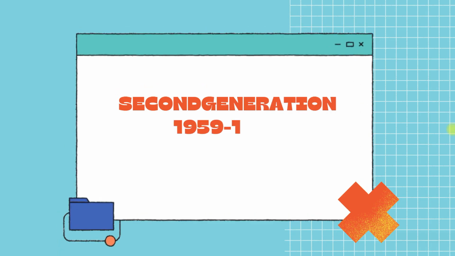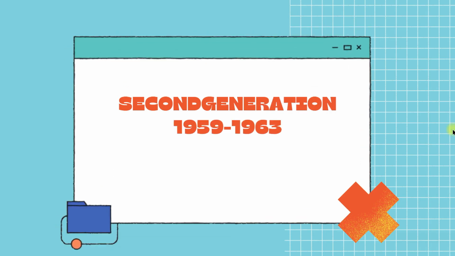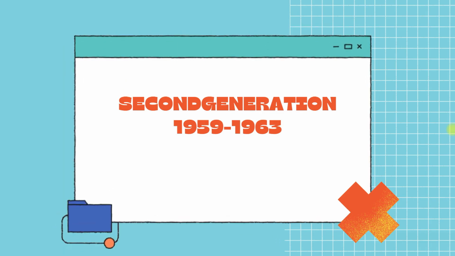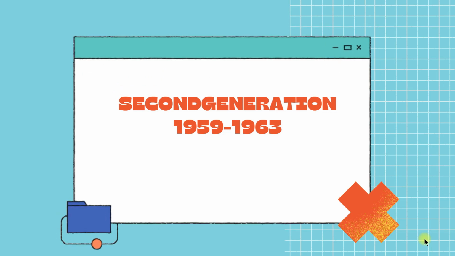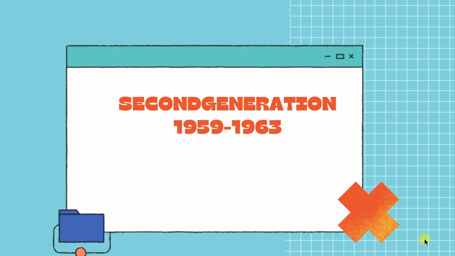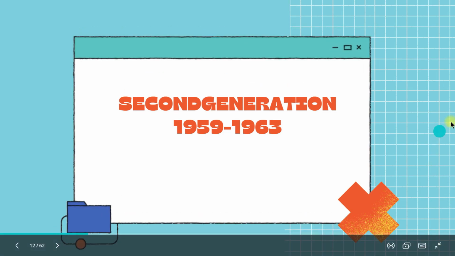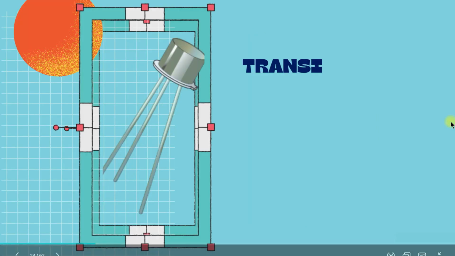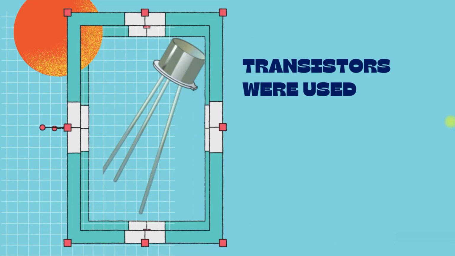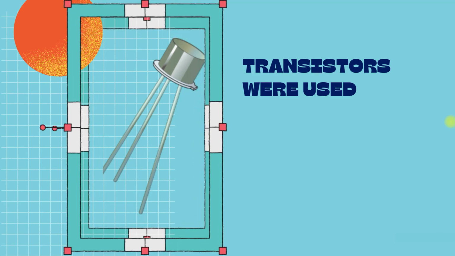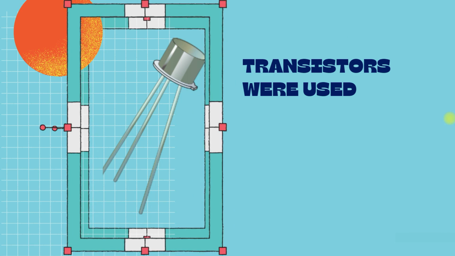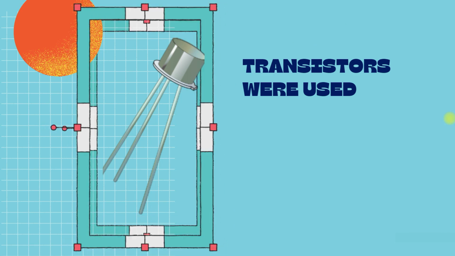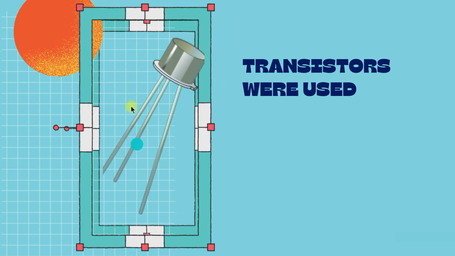Now let's see the second generation of computers from 1959 to 1963. Second generation computers replaced the vacuum tubes with a reliable component called transistors. Transistors were far superior to the vacuum tubes by allowing computers to get faster, cheaper, more energy efficient, and made it possible to reduce the size of computing equipment, and ultimately heat reduced, reliability improved. This is the picture of a transistor.